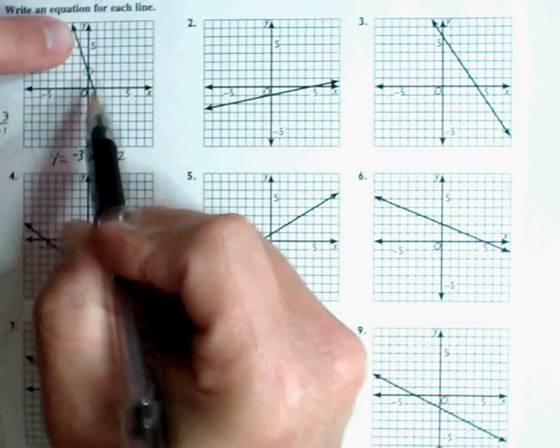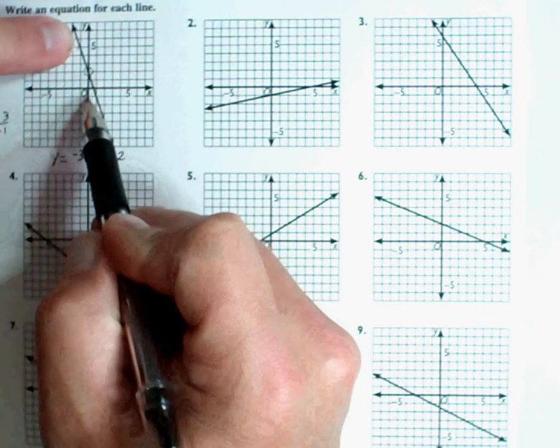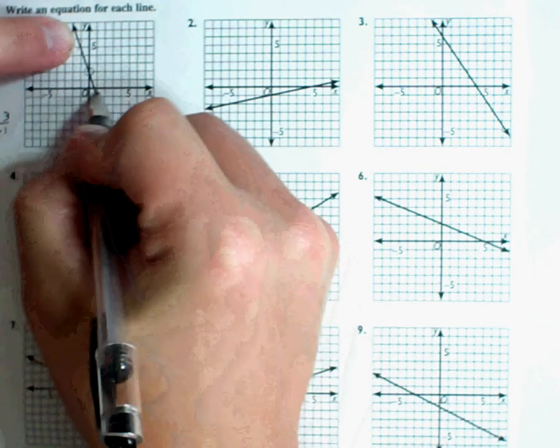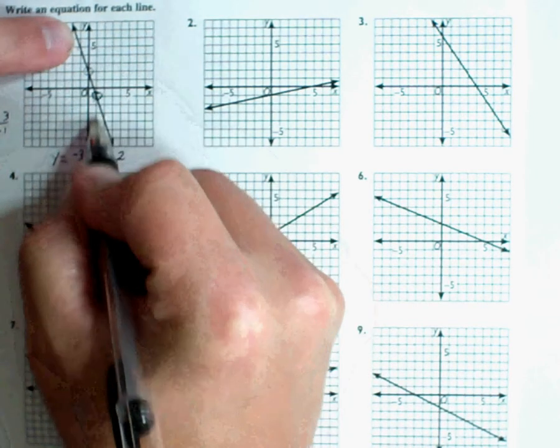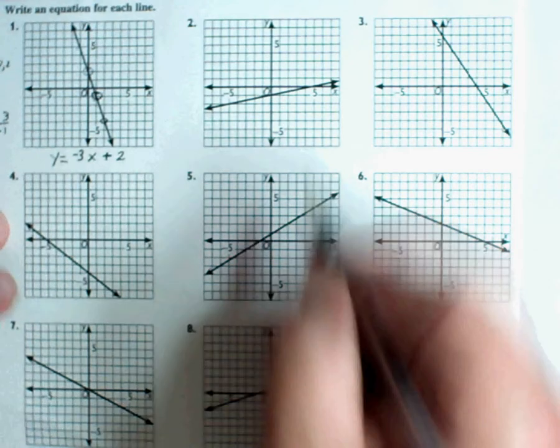Let's try it. Is it down 3 and right 1? 1, 2, 3, and right 1. Let me circle that, it makes it easier. 1, 2, 3, and right 1. There's my answer. Y equals negative 3x plus 2. Let's try the next one over here.